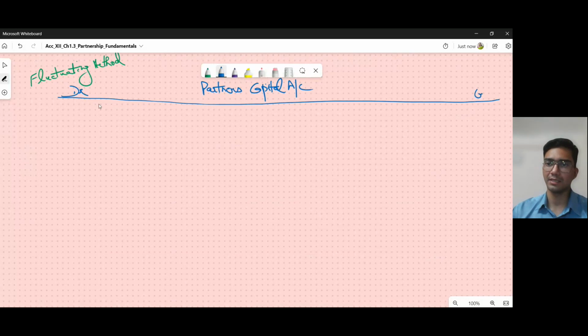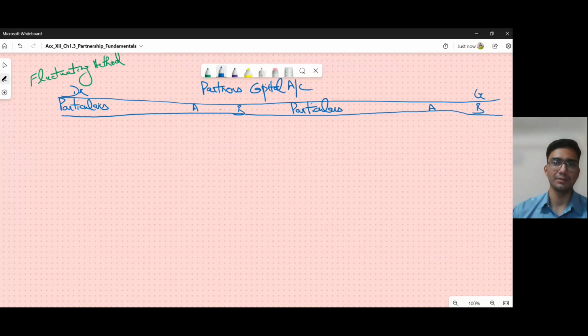We have a debit and credit side, and we have the same columns, so particulars A, B, particulars A and B. These are the two partners who are doing business together. Now let's write the items. What all items come in this?